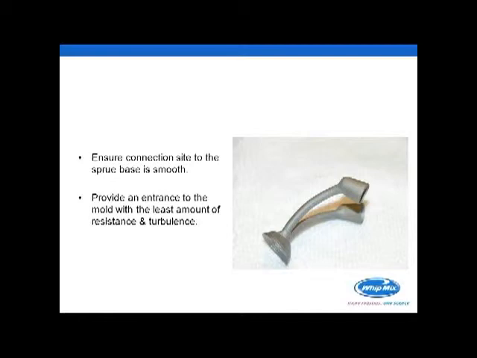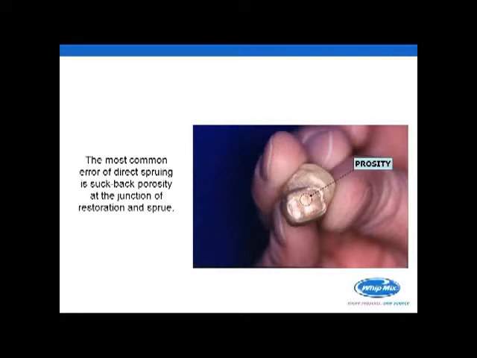All right, now you've seen this kind of porosity before. This is probably the most common error of direct spruing, suck back porosity. This is a button that's too large. You can see how large this particular one is in those fingertips, and a sprue that's too short. And as this cooled, the material was pulled back away from the crown and resulted in this nice hole. None of us like to try and solder. Not as nice a restoration.